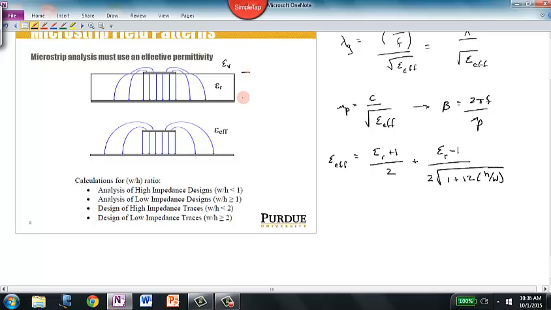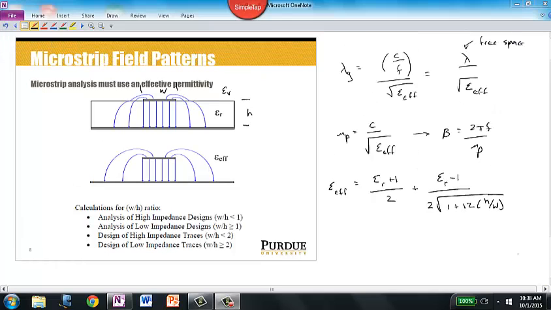Remember, this here is H and that is W right there. So the thickness of the substrate is H and the width of the transmission line strip there is W in that equation.